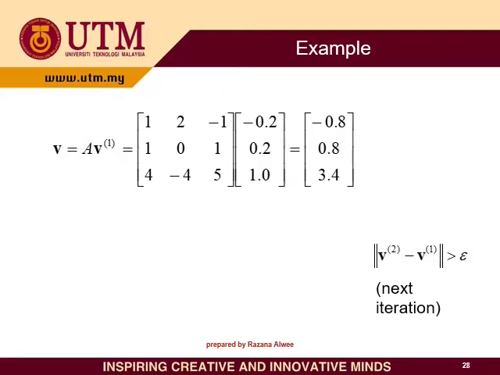Then we go to our next iteration where we find our v2. First thing here, this one is already v1, based on our last calculation. So this is our A, this is our v1, and you will get your v. Based on these three, choose the highest magnitude. For this question, of course, negative 0.8, 0.8, and 3.4. 3.4 is the one that we choose.